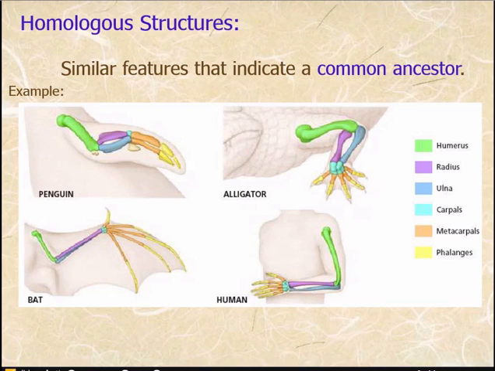It's not that penguins came from humans or anything like that. It's that all four organisms appear to have had a common ancestor that had a single humerus in the top of the arm and two bones in the lower part of the arm, the radius and the ulna, and then phalanges. All of them seem to have had a common ancestor.